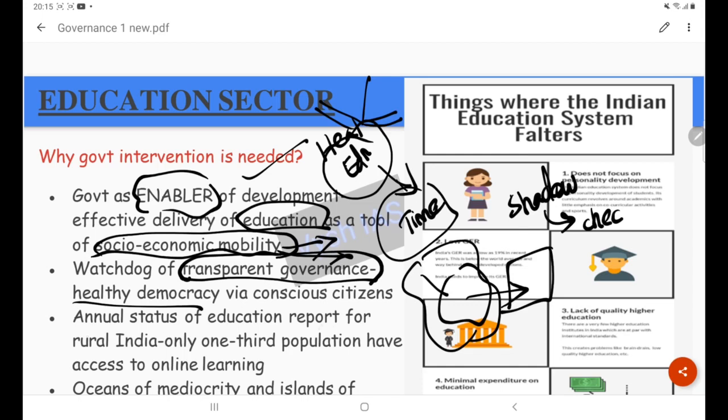Then the next point is the Annual Status of Education Report for rural India. This report says that in rural India only one-third of the population has access to online learning. So this is also a problem, the poor network coverage.